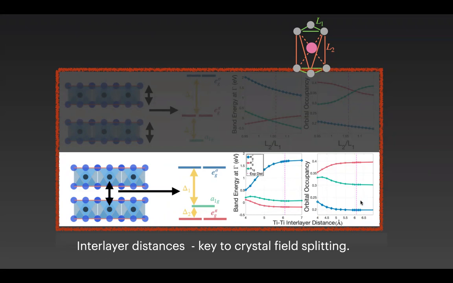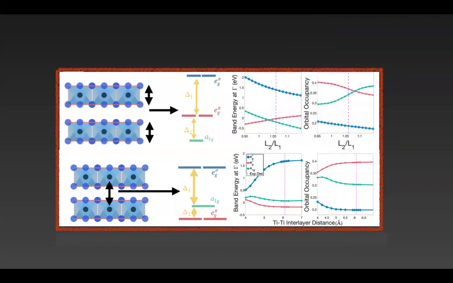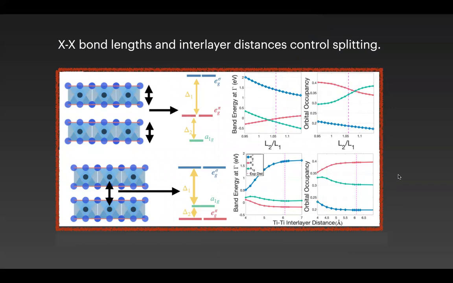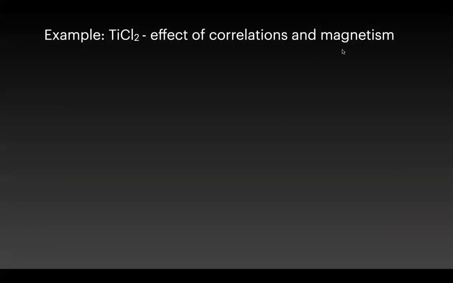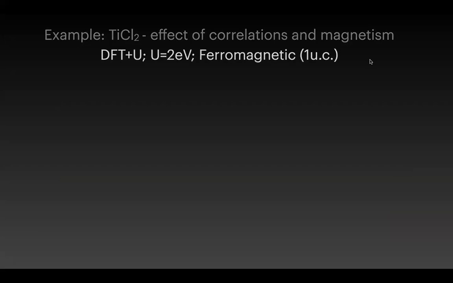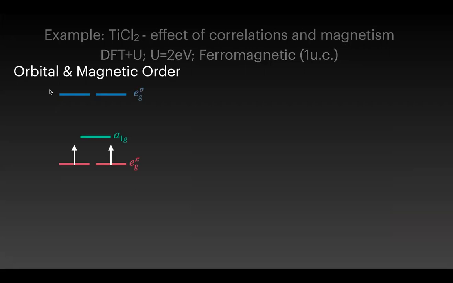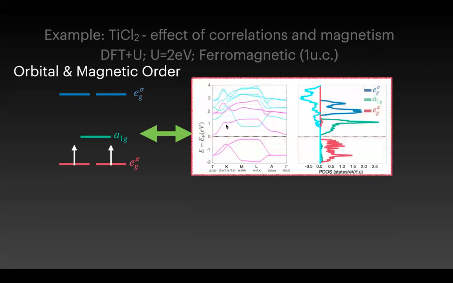The crystal field splitting becomes asymptotic for large interlayer distances. So again, ligand-ligand bond lengths and interlayer distances can control a splitting between these orbitals. So the effect of correlations in magnetism is to amplify everything I've been showing you. So you take this material, do a DFT plus U calculation, small-ish U, ferromagnetic because you have a single unit cell, and you have a strongly orbitally and magnetically ordered state as a result, with the EGs, lower EG half-filled and fully magnetically polarized. So the bands actually look like this.